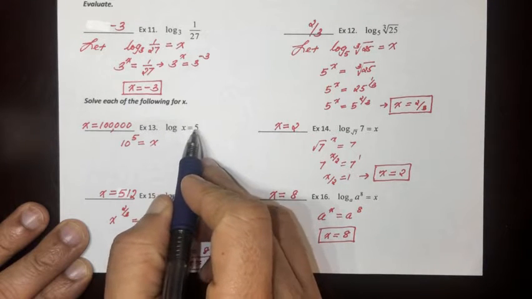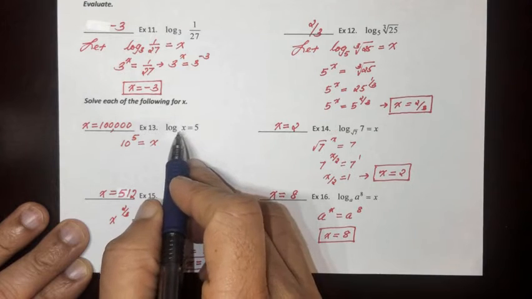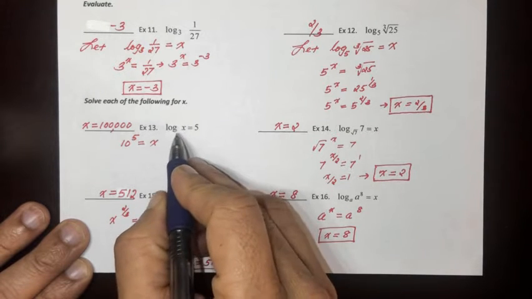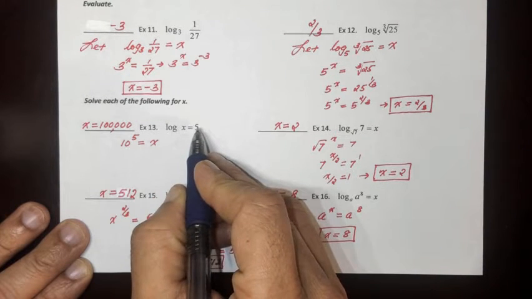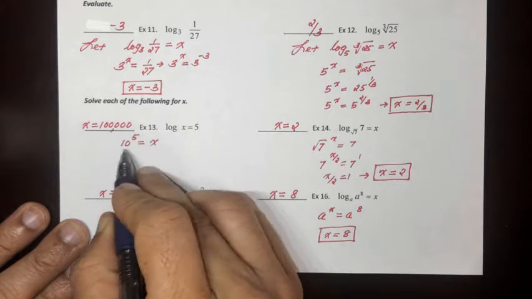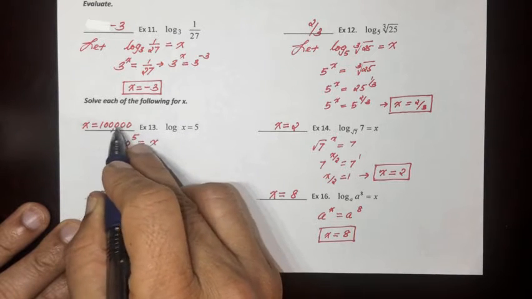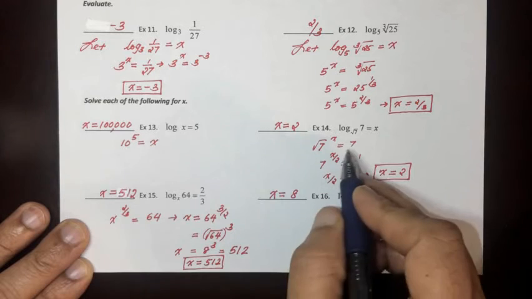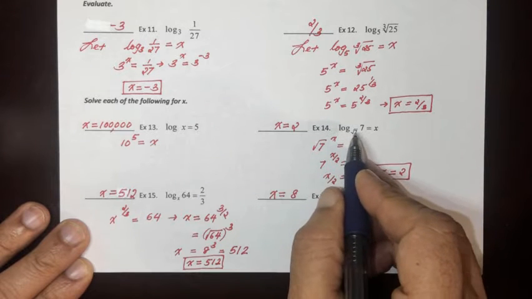Log x is equal to 5, and we know there is no base written, so it should be 10. So 10 to the power of 5 is equal to x, and 10 to the power of 5 is equal to 100,000. Here, log 7 to the base of radical 7.